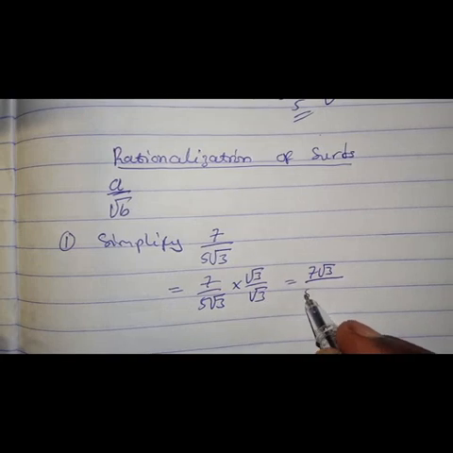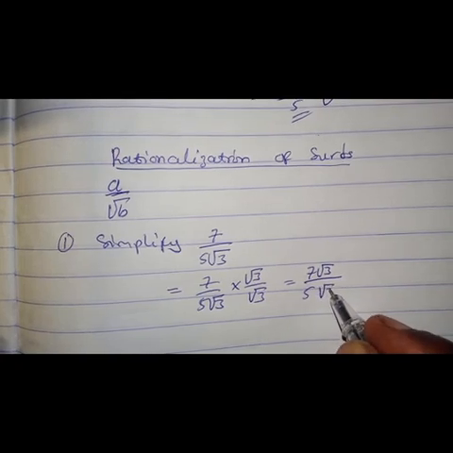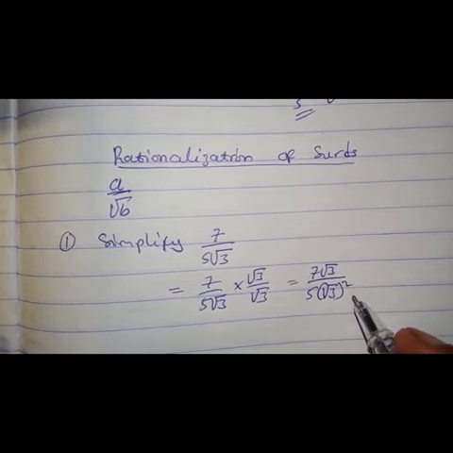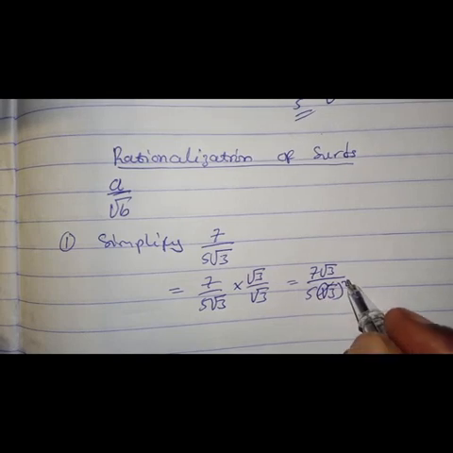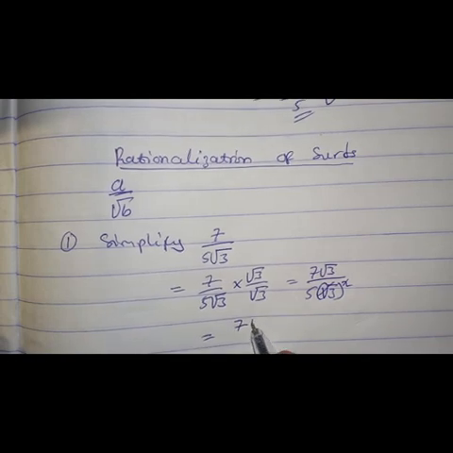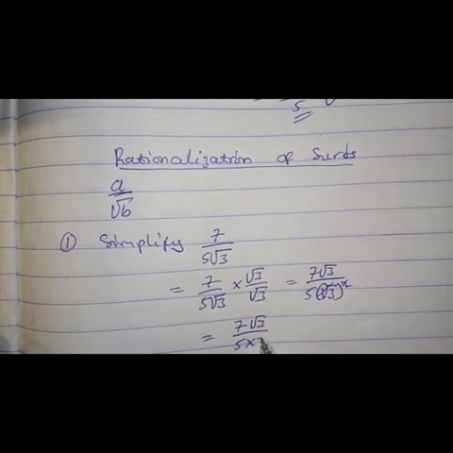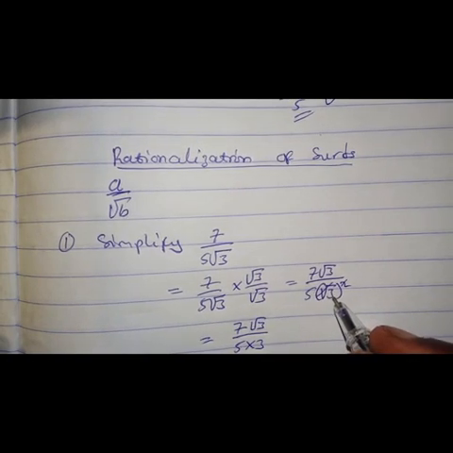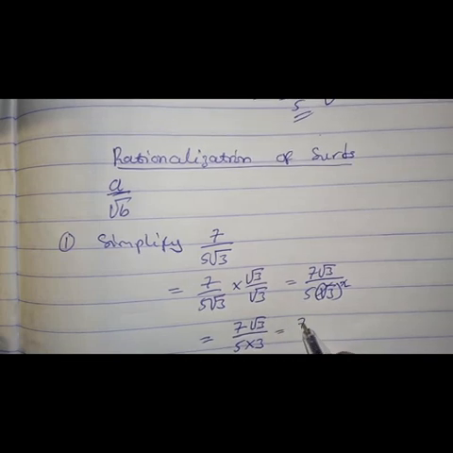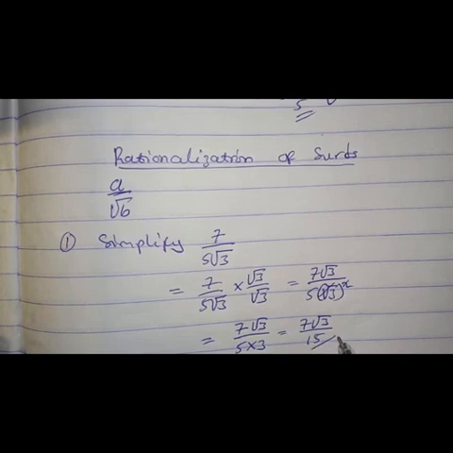In the denominator, 5 times root 3 times root 3, you know that it is going to be root 3 squared. And when it is root 3 squared, the square root will cancel the square. And we will have 7 root 3 over 5 times 3, because this is no longer root 3 but 3, and that will give us 7 root 3 all over 15. We have been able to rationalize this.